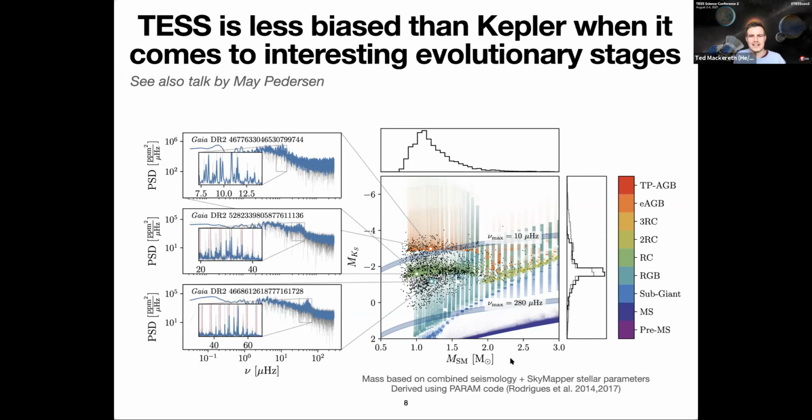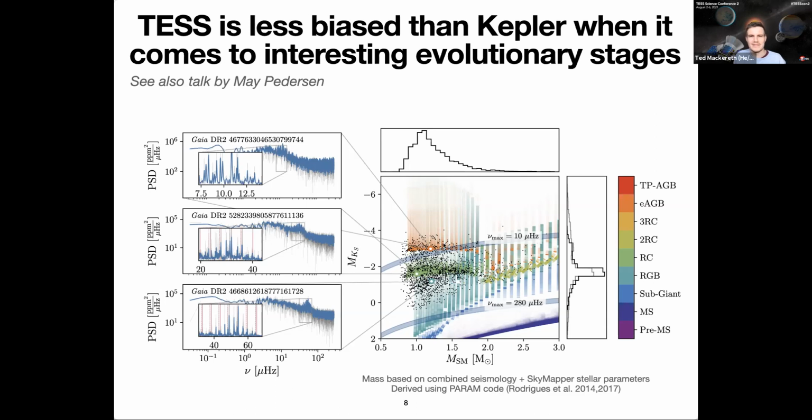And this shows, in the mass versus absolute K-band magnitude plane, roughly where, in terms of the isochrones, we expect these evolutionary stages to be. And then I've selected example stars in each of those interesting regimes. So here you see an RGB star in this lower panel, a core helium-burning red clump star in this central panel, which has oscillations at a slightly lower frequency.